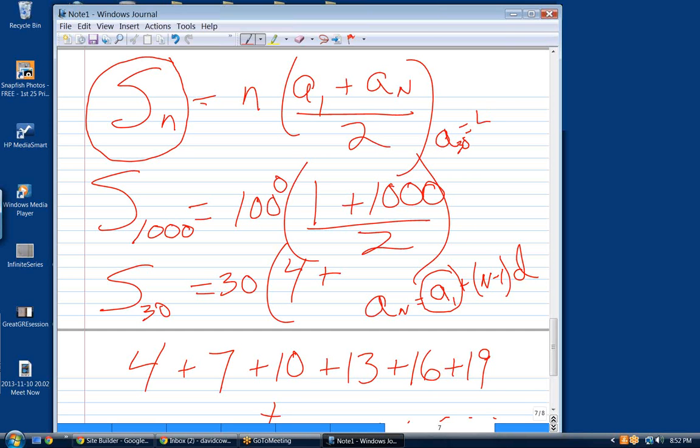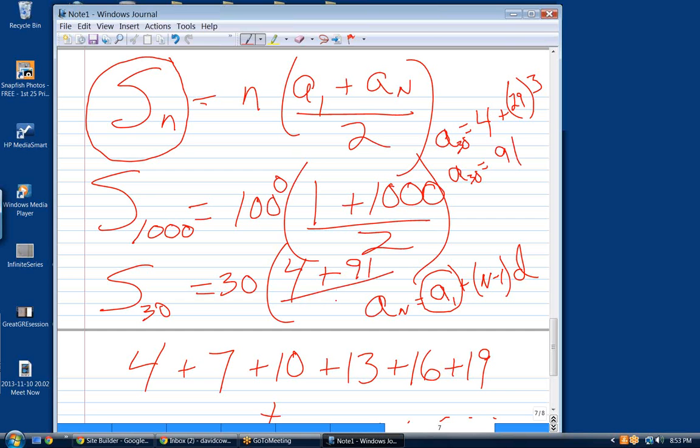So, 4 plus 29 times, or do we know the common difference? The common difference is 3. If you look at that series, each term is 3 from the other. So the 30th term is 4 plus 87, which is 91. So now a sub 30 is 91.